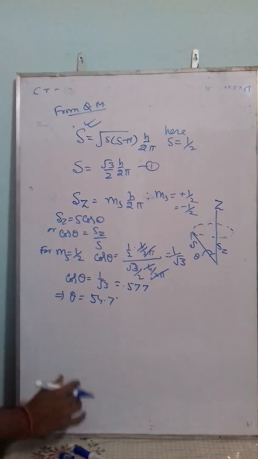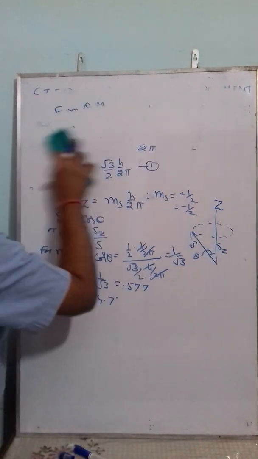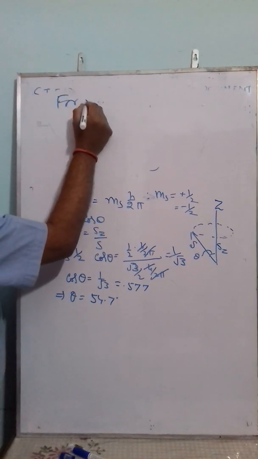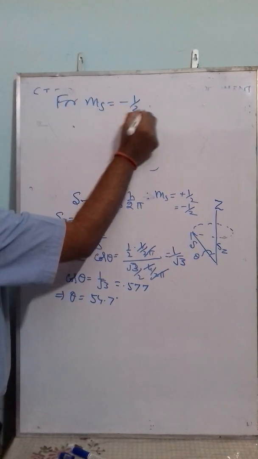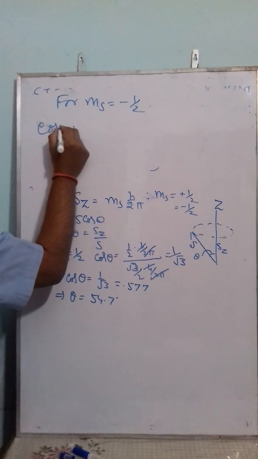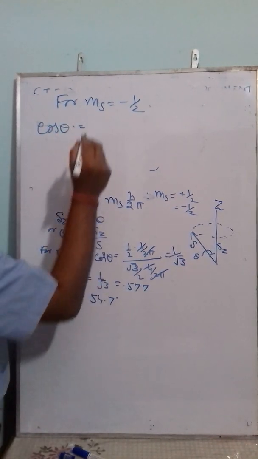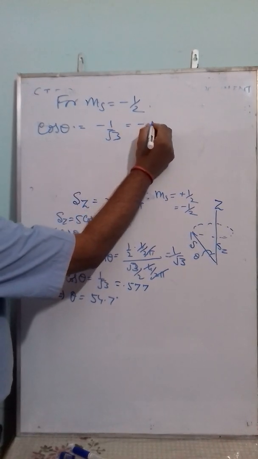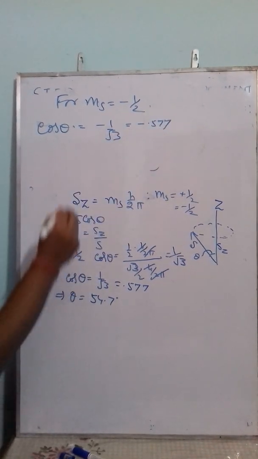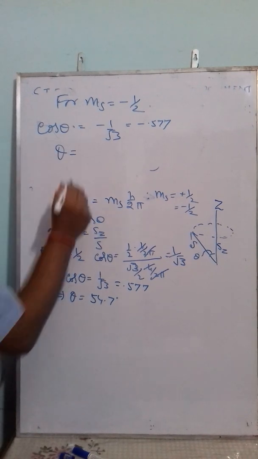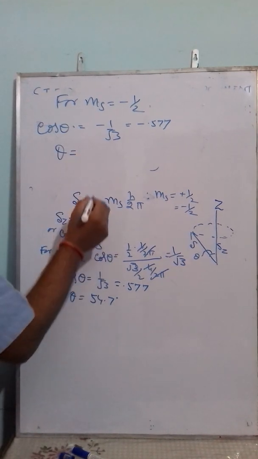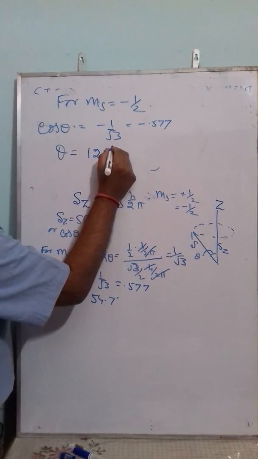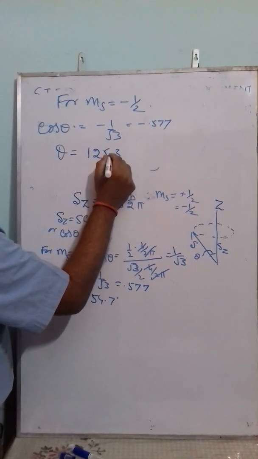The other value is for ms equal to minus half. Then cos theta is minus 1 upon root 3, which is minus 0.577, and theta comes out to be 125.3 degrees.